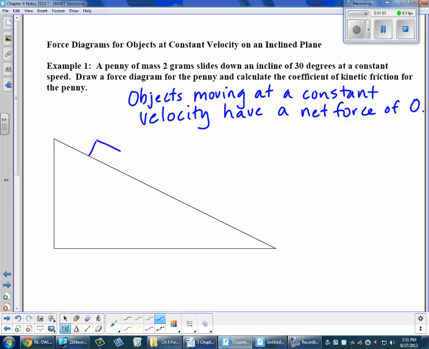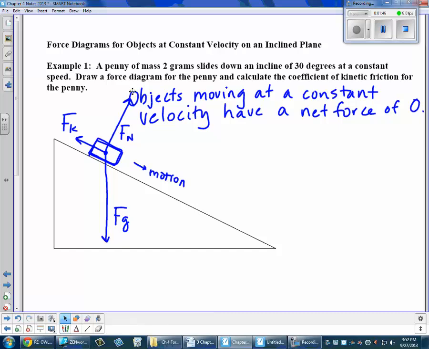So I'll represent the penny with a rectangle. I'll draw the center of gravity, and from the center of gravity, I'll draw my first force, which is the force of gravity going straight down. Then I'll draw the normal force, which is perpendicular to the surface. And finally, I'll draw a force of kinetic friction, which is parallel to the surface, and which opposes the motion of the penny. The penny wants to slide down the incline, and friction will always oppose that motion.